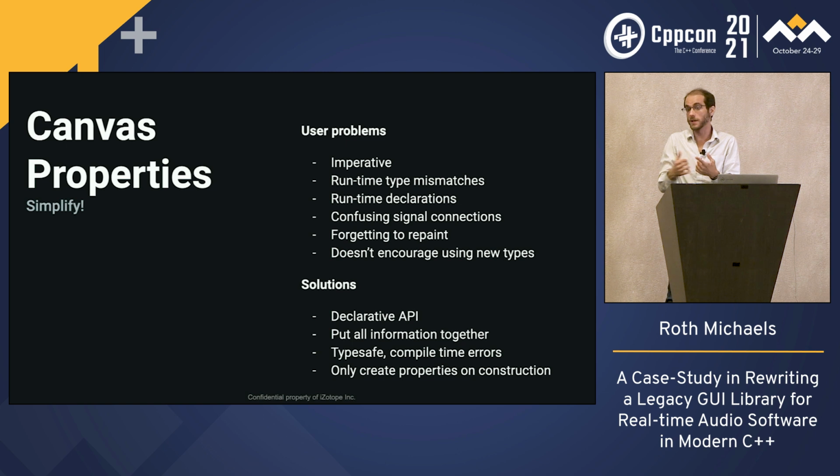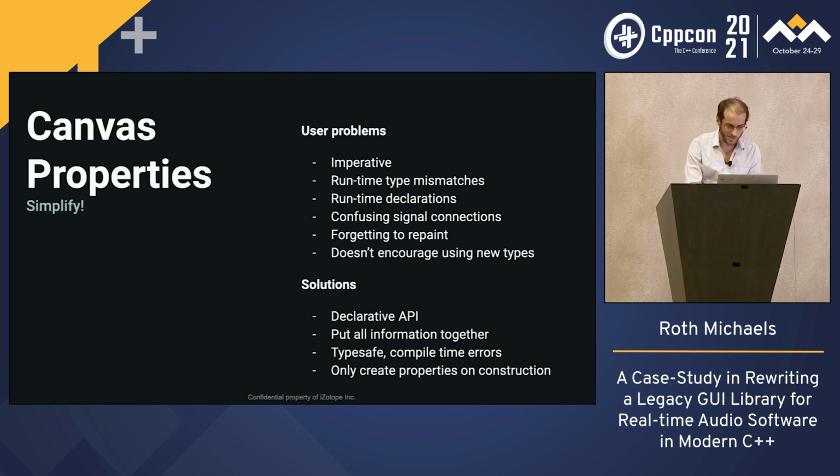And that's actually normal, like Objective-C properties do that, but we use it so rarely that it was a surprise anytime something like that was happening. So we thought that was something we didn't want in the UI. I mentioned forgetting to repaint, and that system didn't encourage creating new types for the property system. So instead, we wanted something that was more declarative. We want to put all the information in one place because all those imperative function calls could be spread out throughout a class and you have to hunt around for stuff. And most importantly, we wanted to make it type safe and have compile time errors and only create these properties on construction. So I have an object, it now has all its properties, we're done.